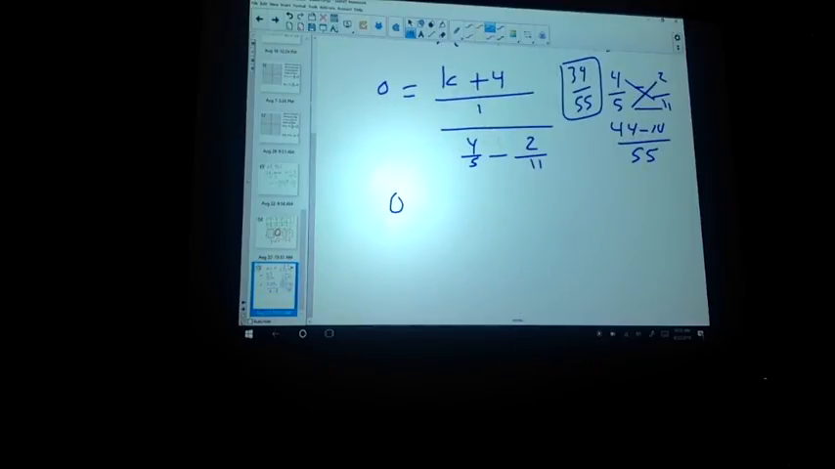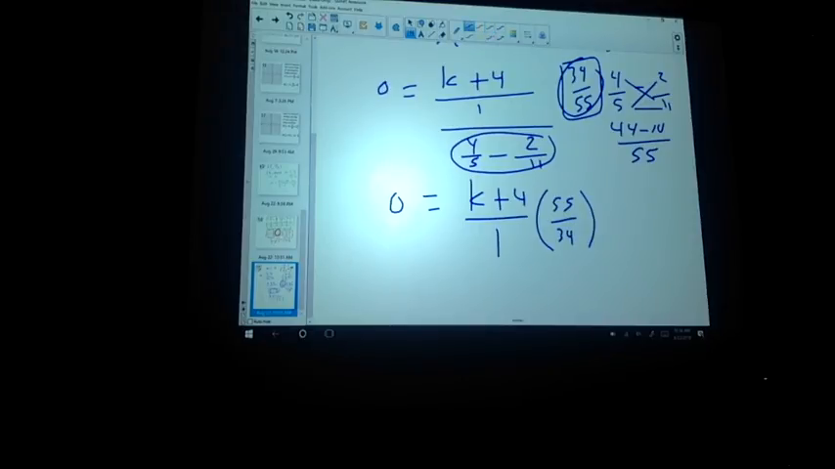So I get 0 equals k plus 4 over 1. And then because down here became this, I'm dividing fractions, so now I'm going to multiply by the reciprocal, which is going to be 55 over 34. Is that okay? Let's move this over. So now I'm going to multiply by 34 over 55 to move it to the other side.